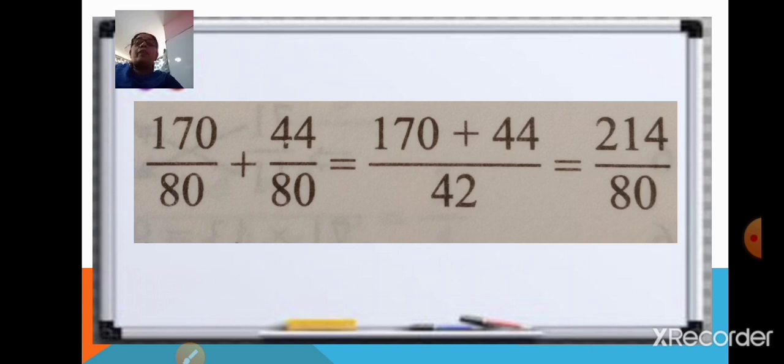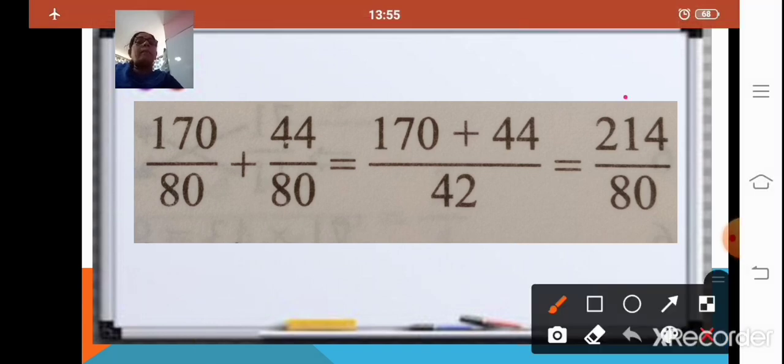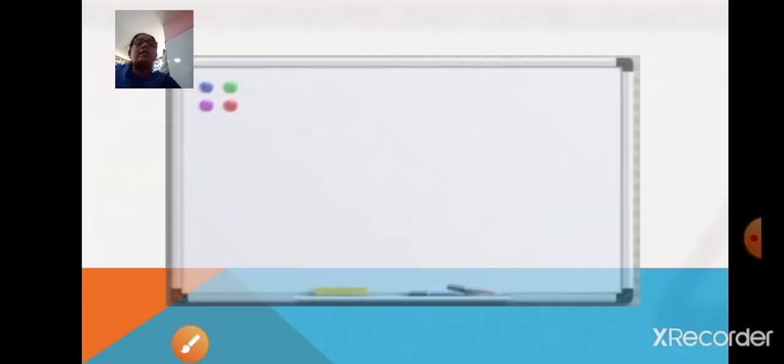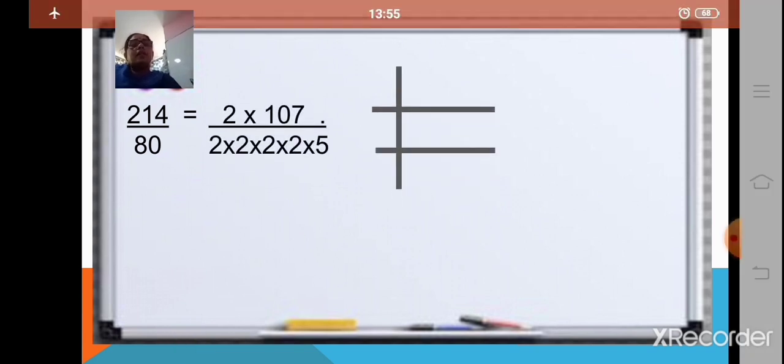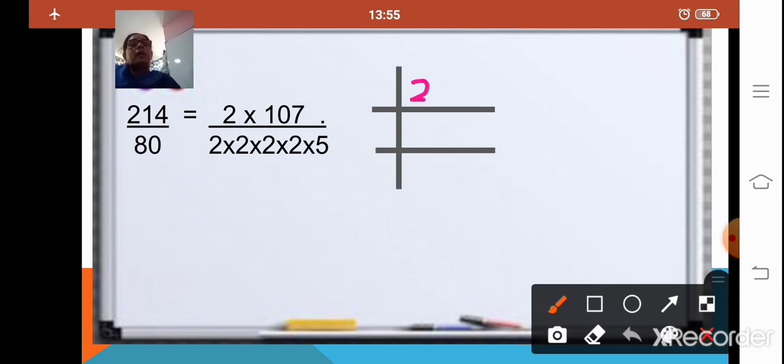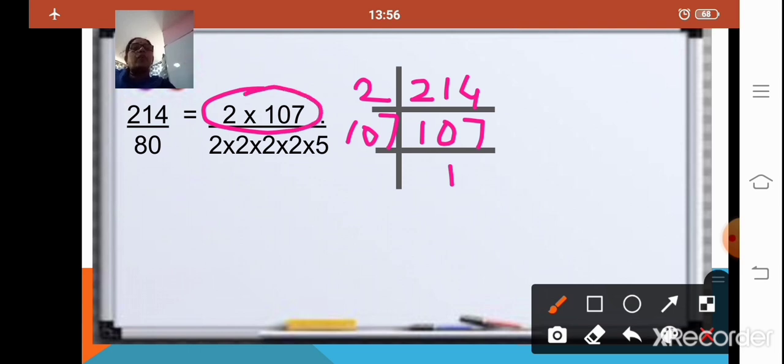Now what is the next step? You have to reduce the sum. Sum means you got the answer after adding the two fractions, correct? Now this sum, you have to reduce it to the lowest term. Now 214, find the prime factors. Yes, let us see what we are getting. I have already written it, but let us see. Yes, now 2 1s are 2, 0, 2 7s are 14, 107 is a prime number. So the first one, that is 2 into 107. This is your prime factors of 214.